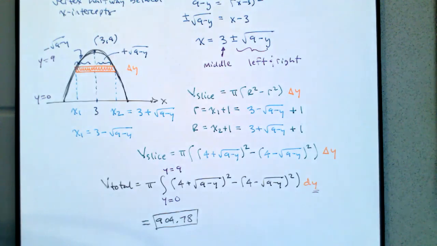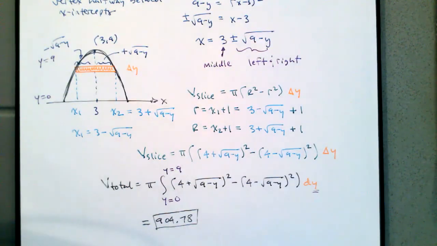Any questions? For a more fun version of this problem, replace the 6x minus x squared with sine of x. And you have to do the same thing. You have to figure out where the middle is and then figure out how to express the plus or minus parts.